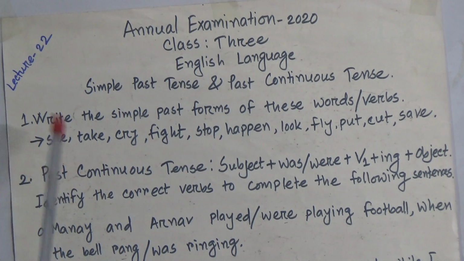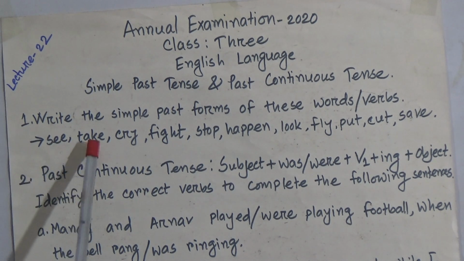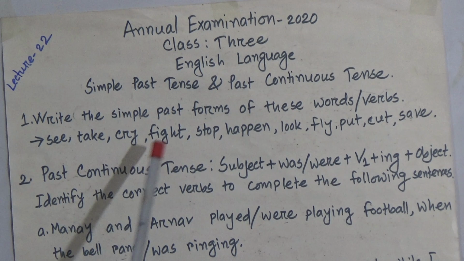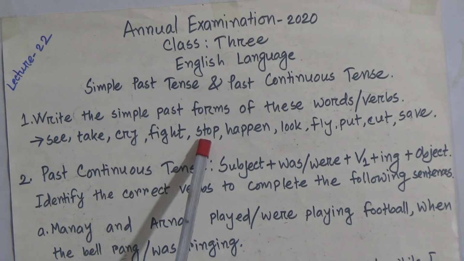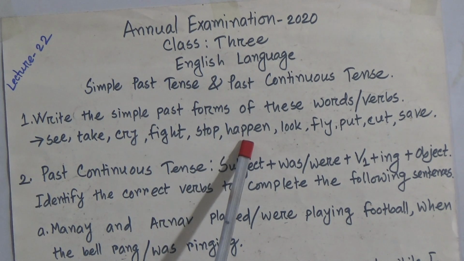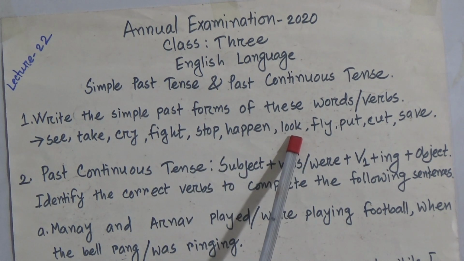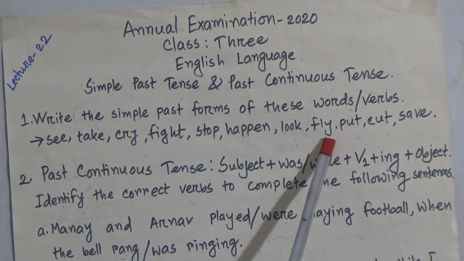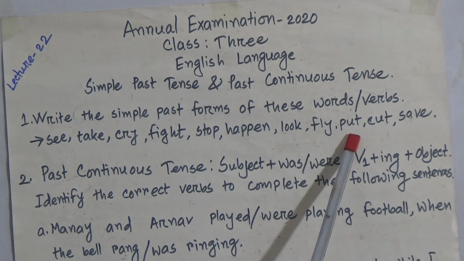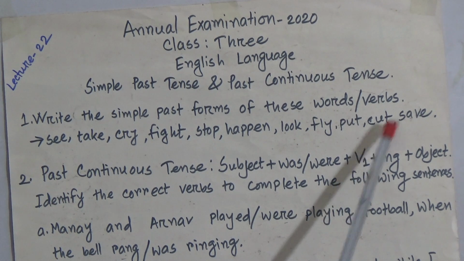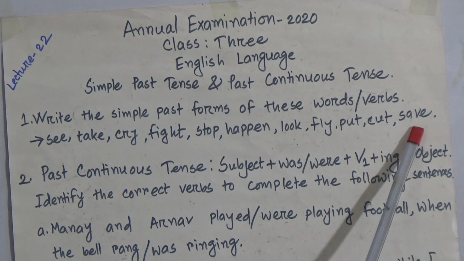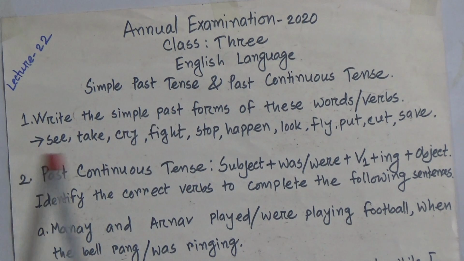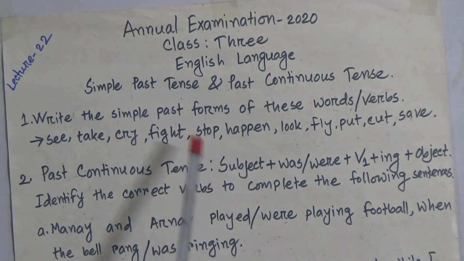See, the past form of see is saw, S-A-W, saw. Take, took. Cry, cried. Fight, fought. Stop, stopped. Happen, happened. Look, looked. Fly, flew. Put, put. Cut, cut. Save, saved. You will find it in your advanced book also.